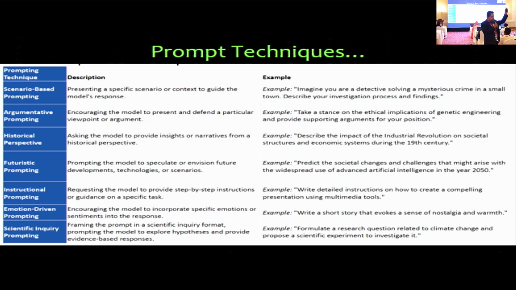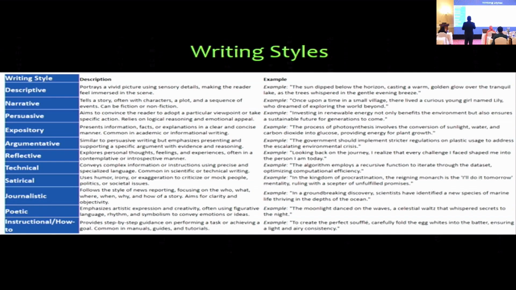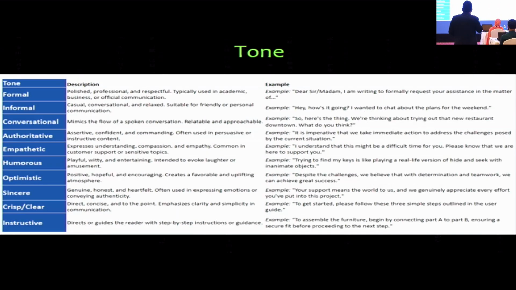The only thing is that the entire thing will be generated very quickly, rather than you having to type it one by one, sourcing from many different sources. Writing styles, as I said earlier: descriptive, narrative, persuasive, argumentative, reflective, technical, satirical, journalistic, poetic, instructional. Any type of format or style you want, you can ask it to do it. How good it is for your liking, we don't know. You can try multiple times, try different types and get it.